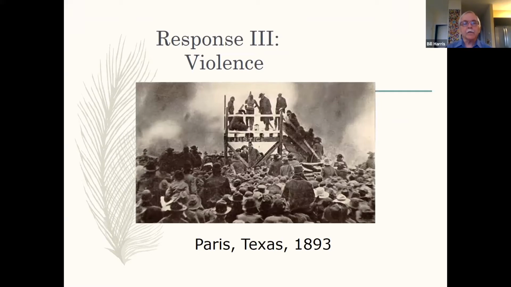Finally, the third part of what I've called this iron triangle after disfranchisement and segregation is violence. And this was violence sometimes inflicted by public authorities, as in George Floyd, but also inflicted mostly outside the law. And one of the most horrific examples is a picture you're seeing right here that was taken in 1893 in Paris, Texas. This is a crowd. There may have been thousands of people present, and they're watching a Black man first being tortured with hot irons, and then he will be burned to death in front of them.